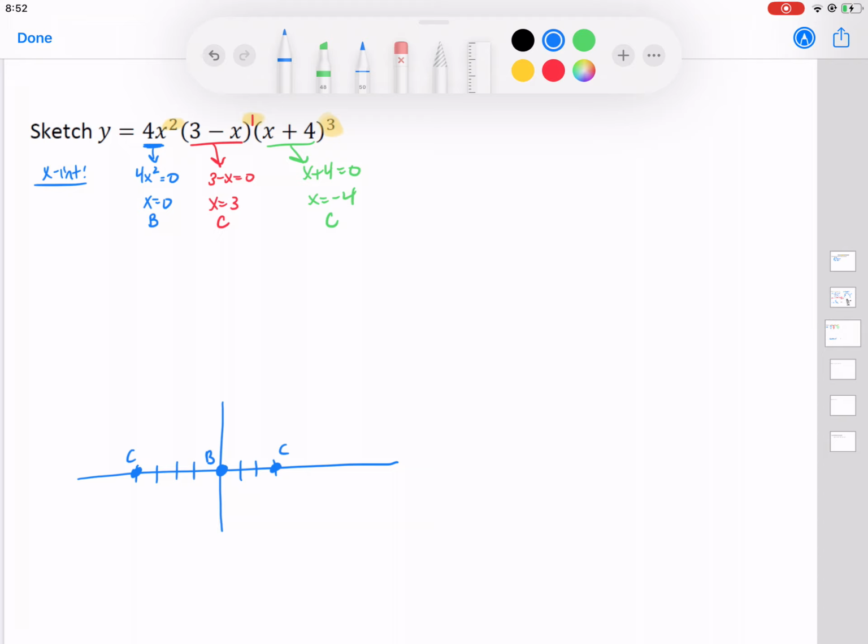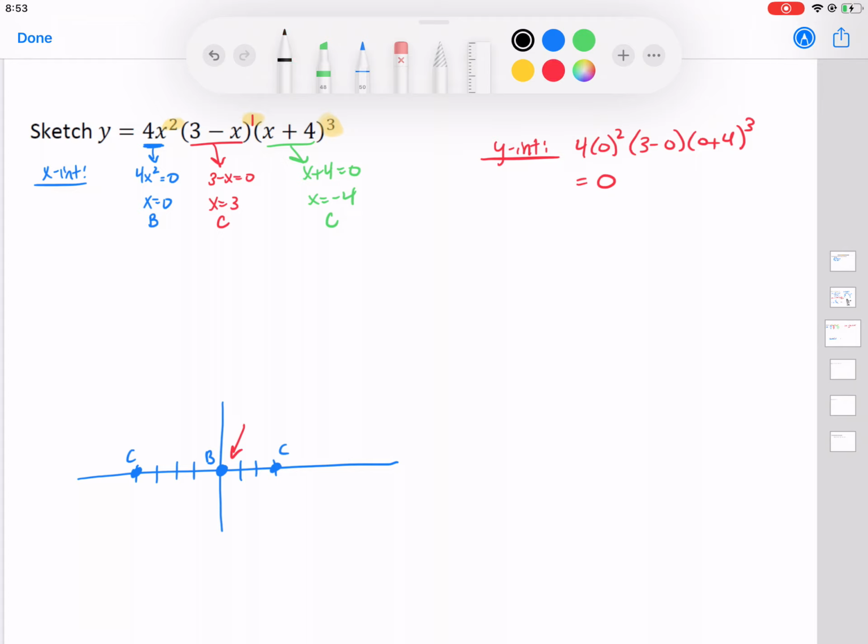So let's go ahead and find our y-intercept. For the y-intercept, I'm going to replace all the x's with 0 and solve. Well, hopefully you'll recognize that if there's an x-intercept at 0, the y-intercept also has to be 0. And that makes sense because we have 4 times 0 times 3 times 4 cubed. Since there's one term that's 0 that we're multiplying by, everything is going to equal 0. So our y-intercept's already there.